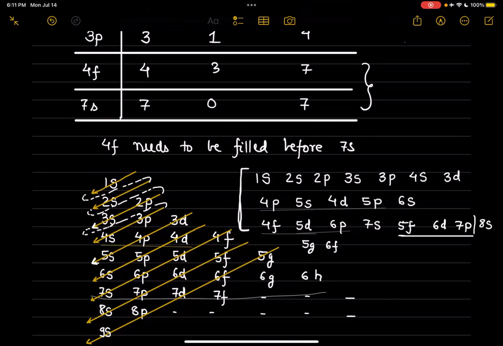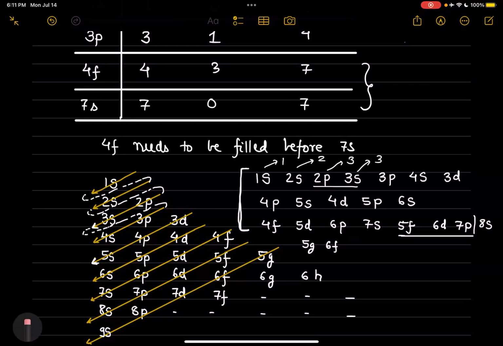One way is to find individual N plus L values. For example, here N plus L is 1 plus 0, 1. Here N plus L is 2 plus 0, 2. Here N plus L is 2 plus 1, 3. Here, 3s also has the same N plus L of 3. So 2p is filled before 3s because its N is smaller. 3p has N plus L of 4. It is larger than the N plus L of 3s, so it is filled after 3s. Then 4s, N plus L is 4 plus 0. I hope you are getting my point, everybody.